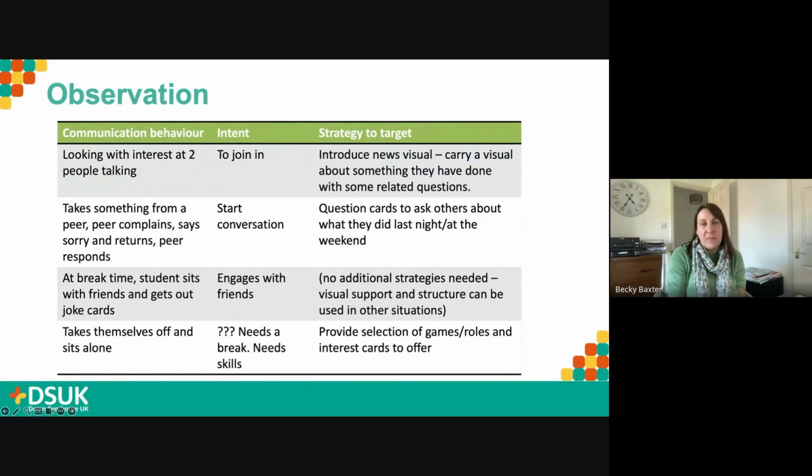And then I've just put on the bottom there, takes themselves off and sits alone. Now, I think that's another thing, just to remind me to say that if it's break time, it is a chance to have a break. And they might, if they've worked really hard all lesson, they might just need to have a bit of a break. So it's not about making them interact with friends all the time, but it is about making sure that they've got the opportunities and the skills or the supports in place to be able to make the most of those opportunities.